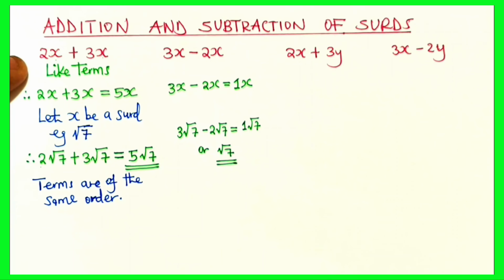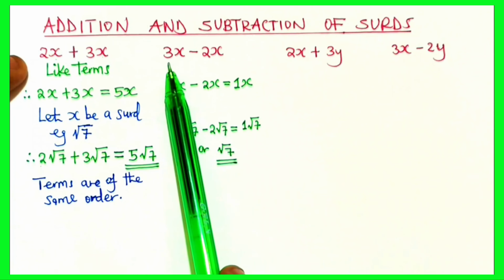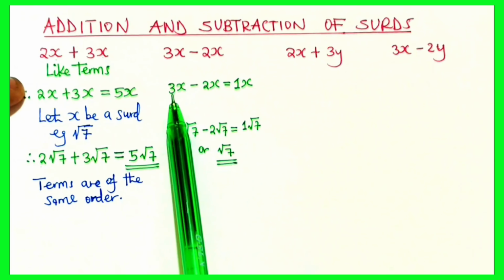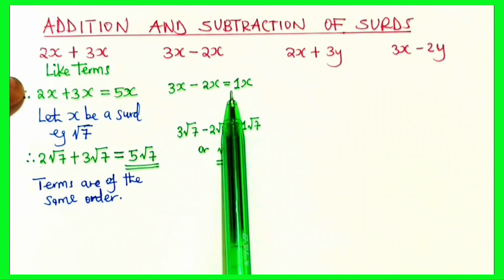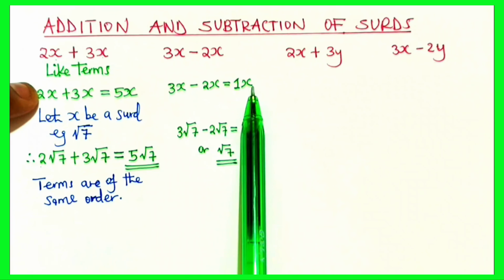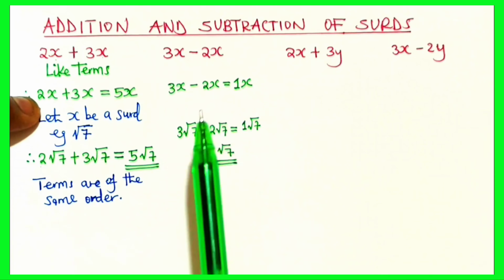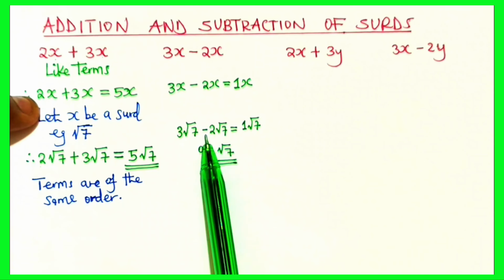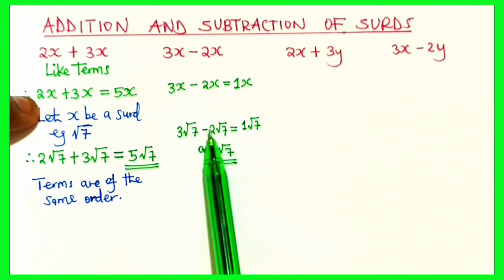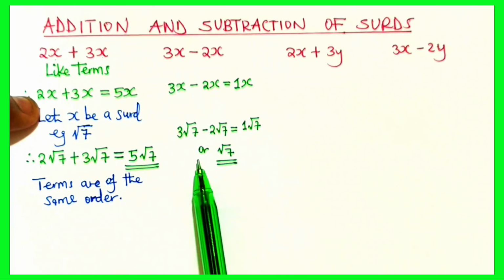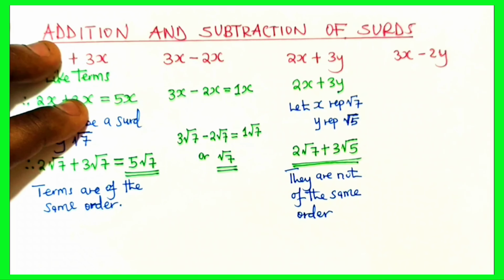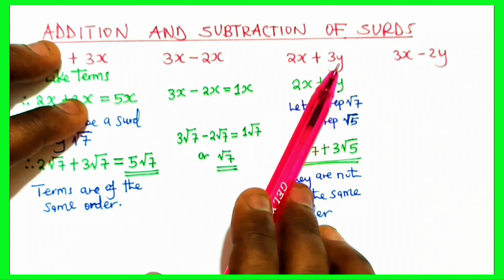Likewise, in the second expression, we have 3x minus 2x, and since these are like terms, we subtract the coefficients, so we end up having 1x. In equal measure, when we are considering surds, we've got 3 root 7 to subtract 2 root 7. Since they are of the same order, we subtract the coefficients, so we end up with 1 root 7, which can simply be written as root 7. In the third expression, we have 2x plus 3y.